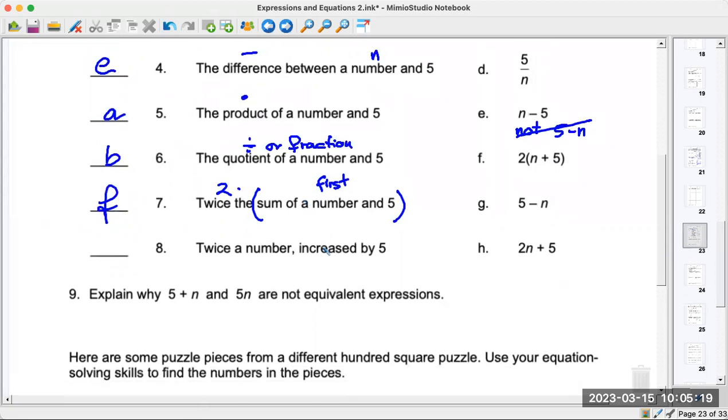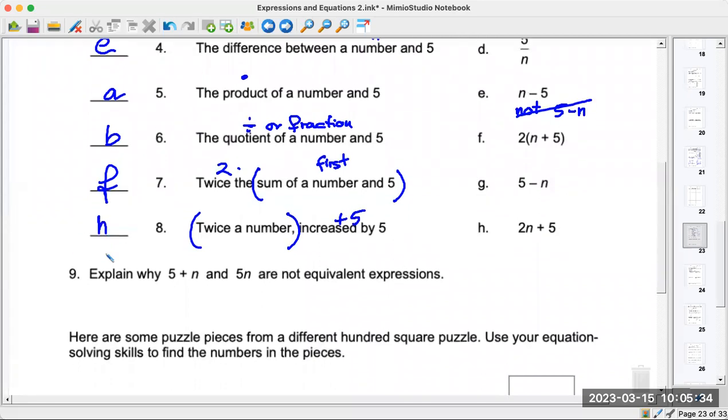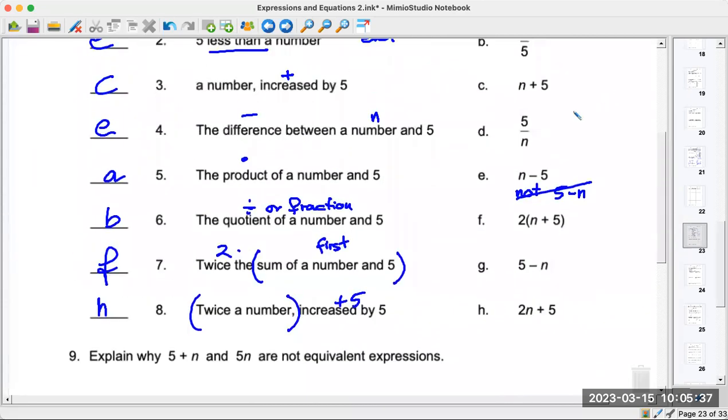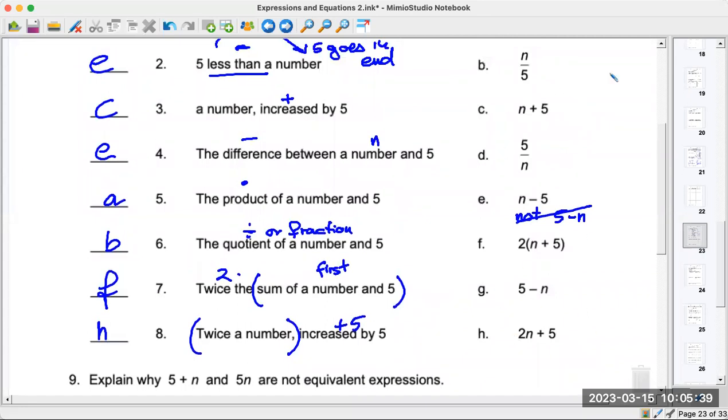And twice a number increased by 5. So this is twice the number comes first. And then add 5. That's H. Twice a number plus 5. Okay, so those are these sentences changed into expressions. These are called expressions.